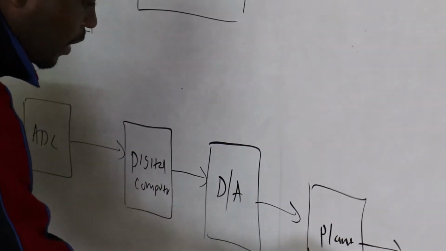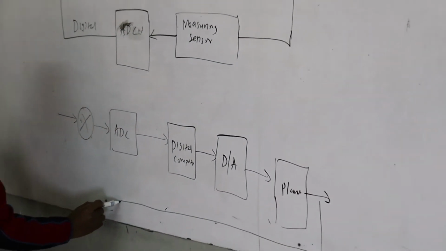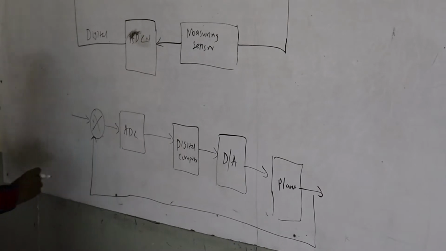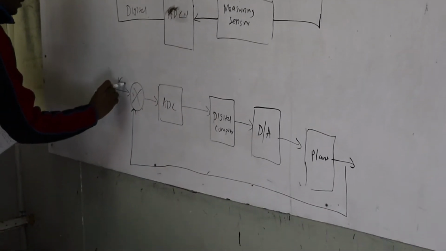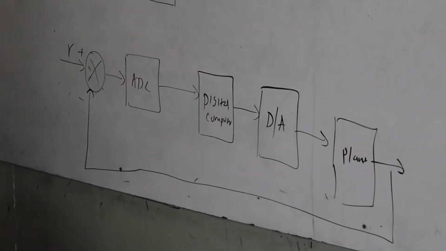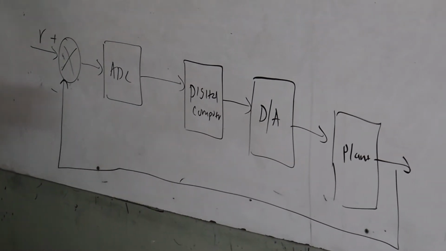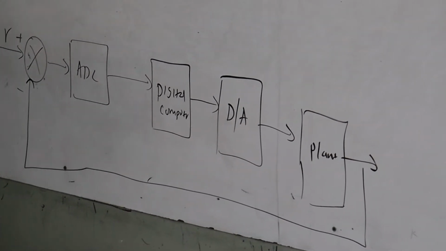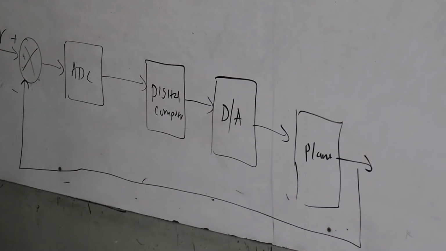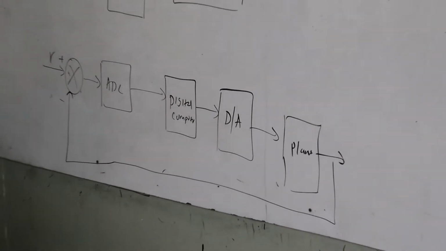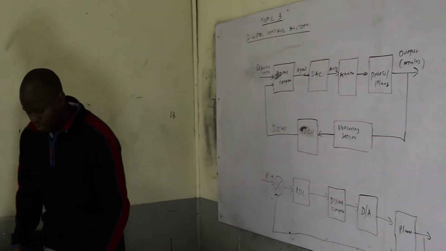Then of course, in that case, we have a feedback that goes back to the comparator, which is now the reference input. The feedback is always negative in order to ensure stability. So it can also be represented in that manner. So that one is the block diagram of the digital control system.